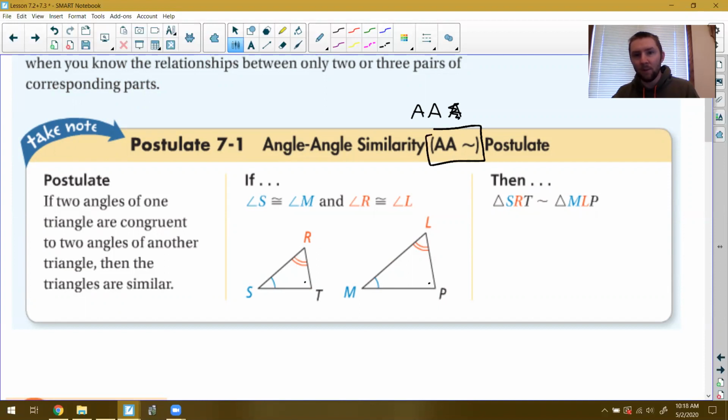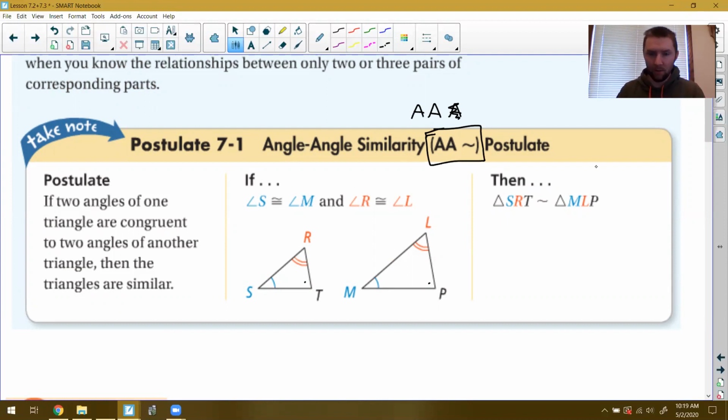So we call this the angle-angle similarity postulate. And you notice we have this abbreviation AA and then the squiggle for similarity. Anytime you have two triangles that have two congruent angles, it guarantees that the triangles will be similar and therefore all the side lengths will be in equal ratios. We don't need to know anything about the ratios prior to proving the triangles similar because we have this shortcut.